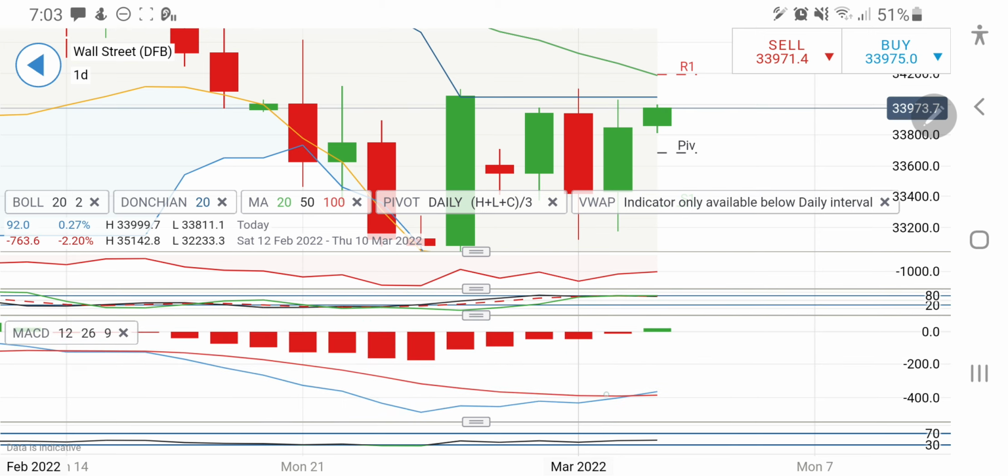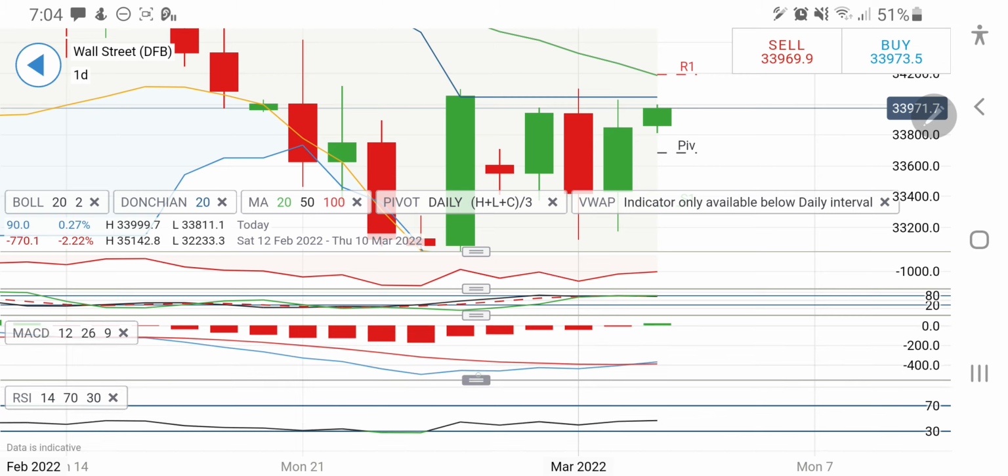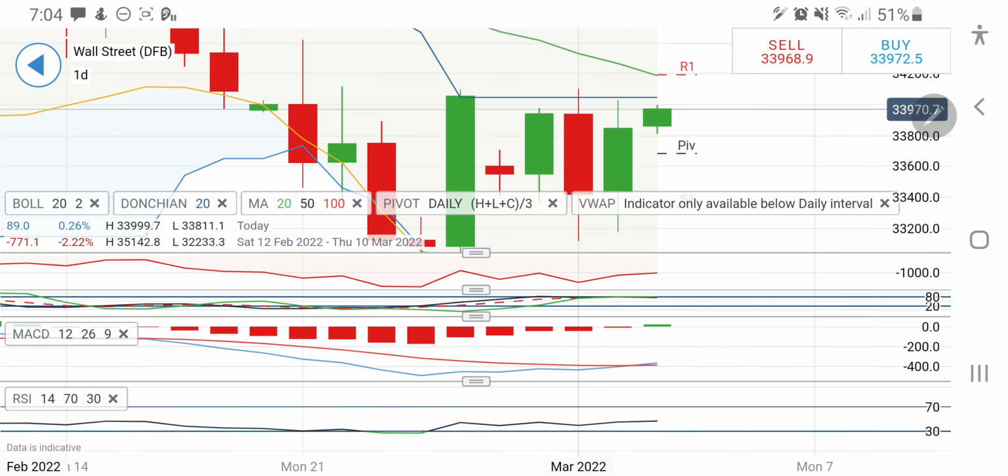Probably it can try to break, but stochastic is overbought, but see, the MACD has just crossed over on a buy side and is still divergent. So for it to reverse this, it has to give a sharp red candle, which might take it towards 33,300 levels. Else this crossover may sustain and it will enter into bullish zone. Beyond 34,400, definitely it will fly. That is my observation here.